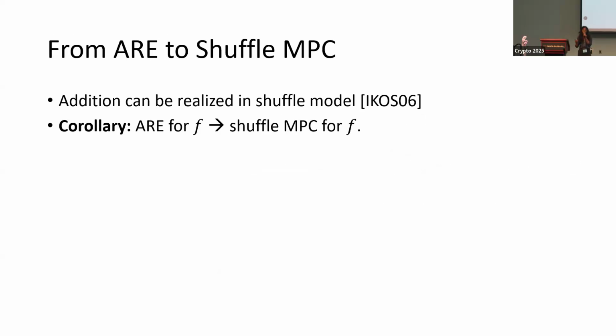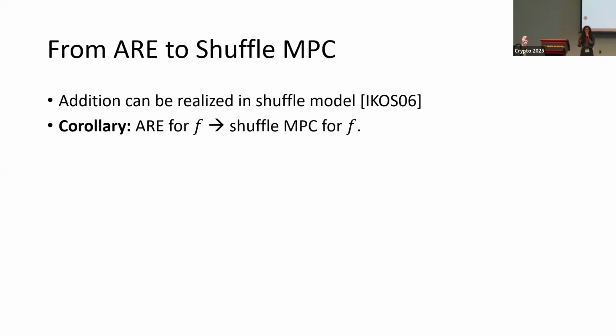Okay, so why are we looking at ARE to construct shuffle MPC? This is because the trusted addition assumed by ARE can be implemented in the shuffle model. This was a paper by Ishai, Kushilevitz, Ostrovsky, and Sahai. The corollary described in IKOS is that if we can construct ARE for a function f, then that gives us non-interactive MPC without setup for that function f in the shuffle model.